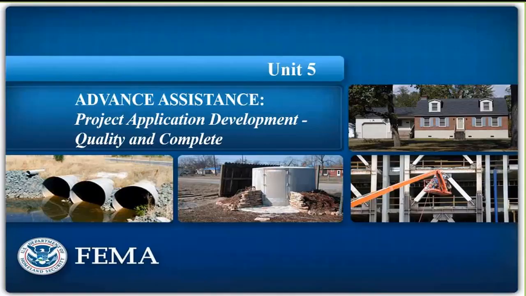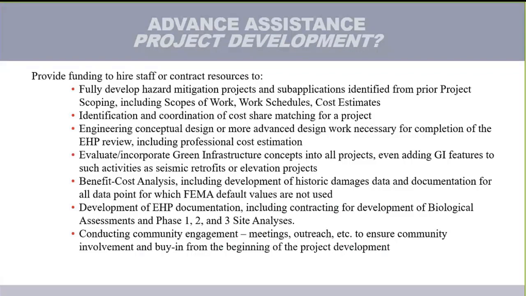So, advanced assistance can be used for project application development as well as project scoping, and in fact, there are theoretically advanced assistance sub-applications that could incorporate both. You could literally have a pretty darn good idea about what you want to do, but you need that project scoping funding to hire the engineer to do the feasibility analysis and do the community engagement process to make sure that's what the community wants to do, and then immediately move into your project application development. So how can advanced assistance help with project development?